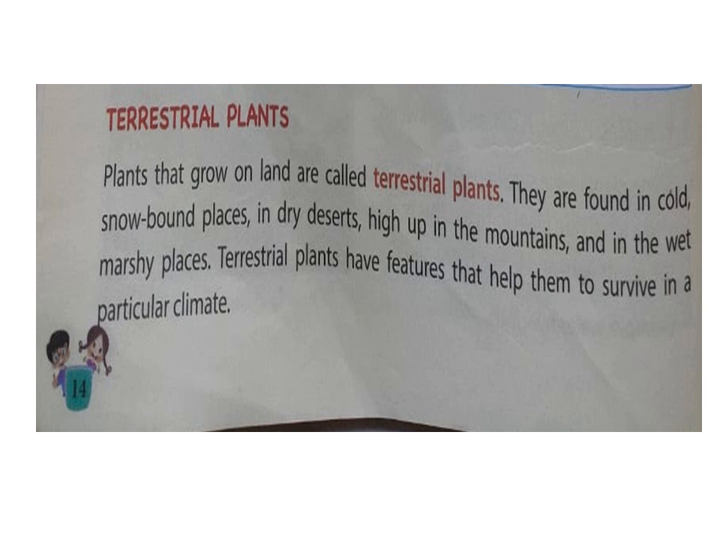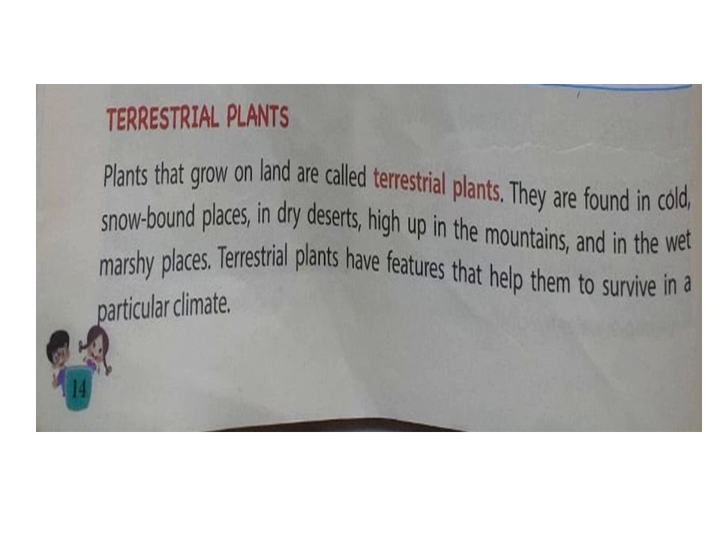Okay, we can start another kind of the plants which are found on the earth. These plants are called terrestrial plants. Terrestrial plants are the kind of plants which grow on the land. These terrestrial plants are found in cold areas, dry desert areas, high mountains, and wet marshy places. The terrestrial plants have features that help them to survive in the particular climate.